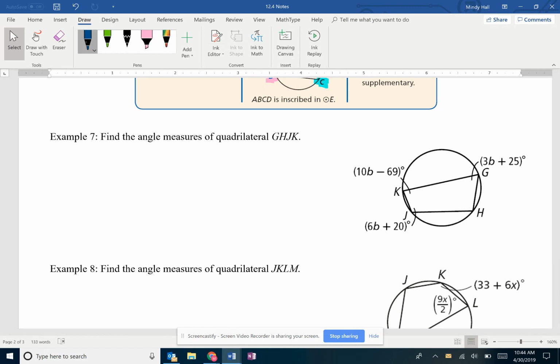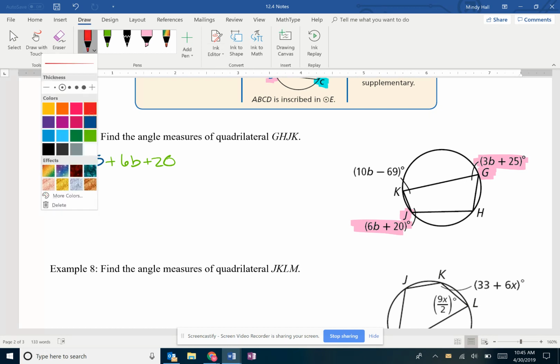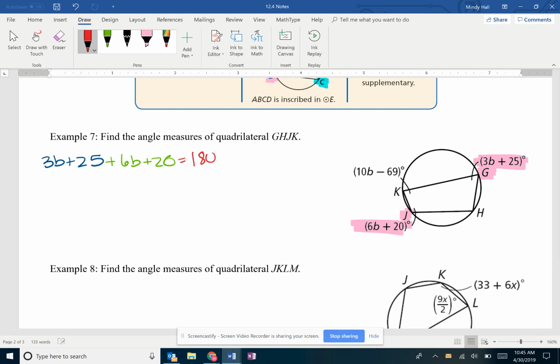So what I did is I just started with angle G and angle J. And actually, I'm going to highlight this so it's a little bit easier. So J is this, G is this. When you set it up, I know added together they are 180. So I'm going to have 3B plus 25 plus 6B plus 20. And notice I changed the color because I'm switching to the other angle. And that equals 180.